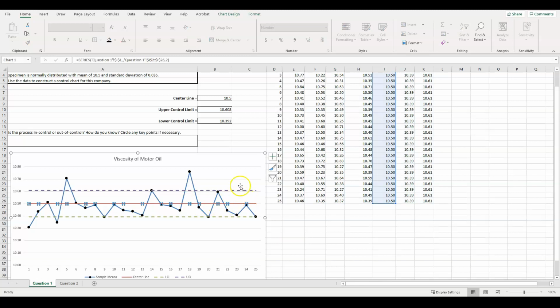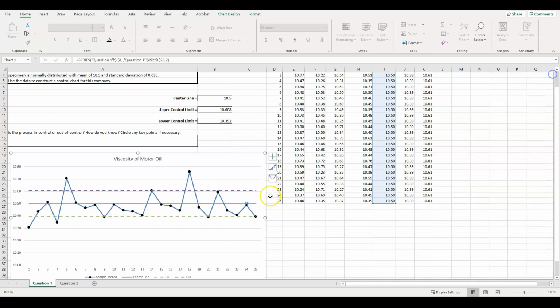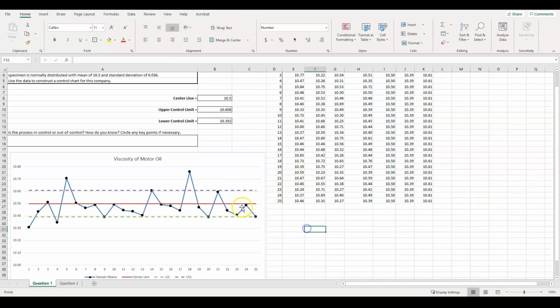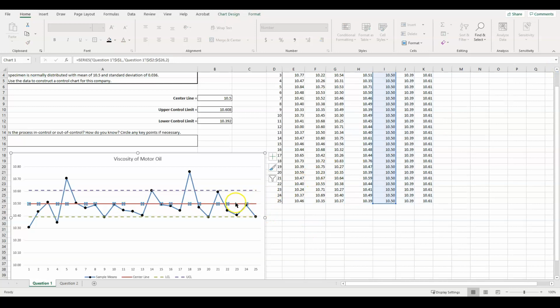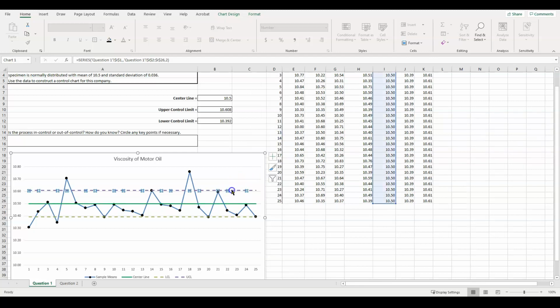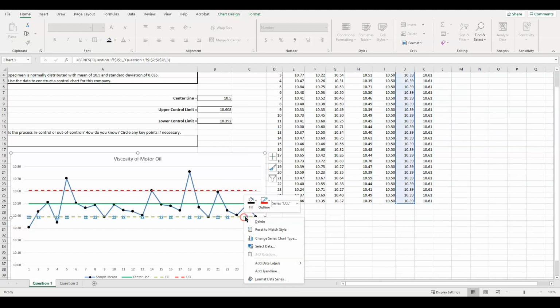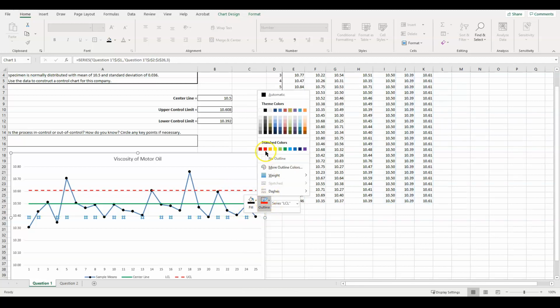You could change it to green. For example, if you wanted to do that, you'd go into Format. Sorry, there's actually a little bit of a shortcut. Make sure you click right on the line. If you right click it, you can change the fill and outline right here. So you could change the outline, for example, to green. You could do the same thing for this line. You can make it red, and you could also make this line red.